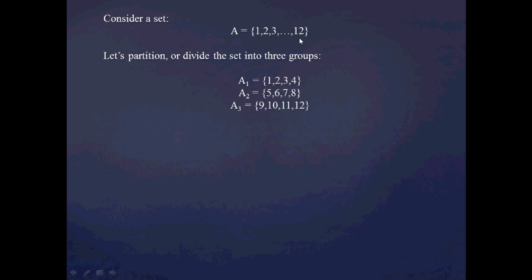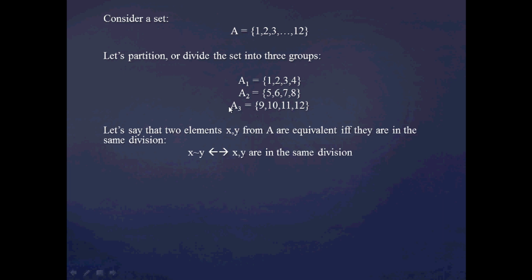So to give a tangible example of what an equivalence relation is going to be doing, let's consider some set A, which is just going to be the numbers 1, 2, 3, and so on, all the way up to the number 12. And what I'm going to do is partition or divide the set into three different groups, or three separate divisions. I'm going to call those A1, A2, and A3. And the way I'm going to partition them is just to take the first four numbers, 1 through 4, stick them in the set A1, the next four, 5 through 8, stick them in A2, and the final four, 9 through 12, stick them in the set A3. So I partitioned that set A into three separate divisions.